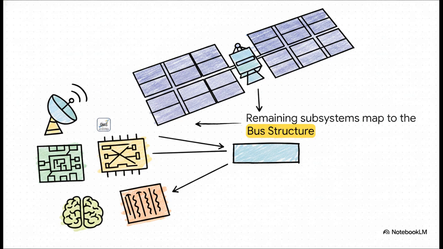It's actually pretty interesting. Subsystem location rarely drives the overall layout of the satellite. It basically just has to fit into whatever space the payload and the power sources leave behind. Kind of like packing the trunk of a car after the big suitcases are already in.